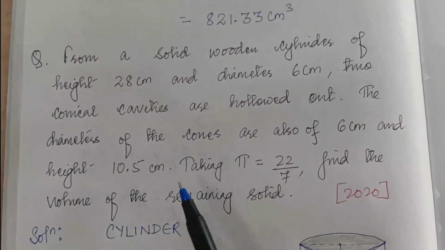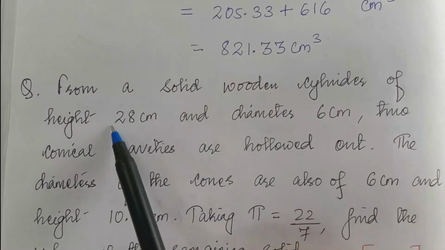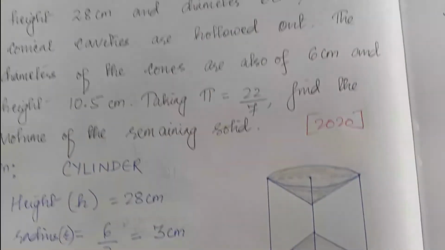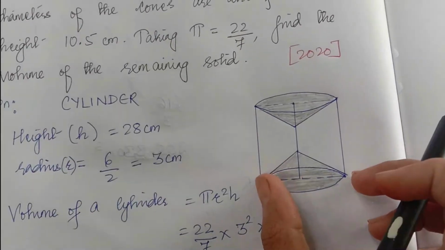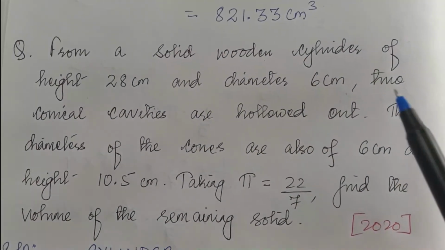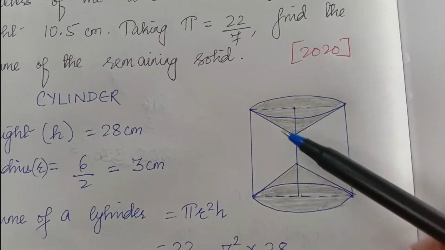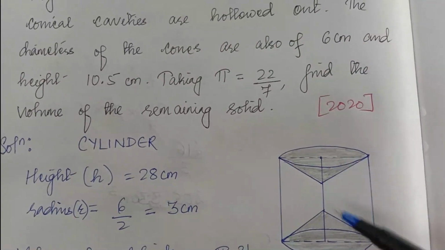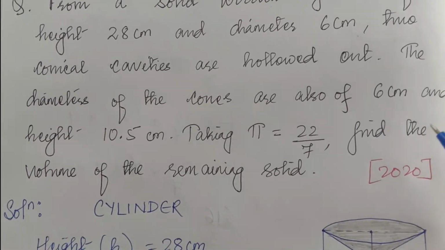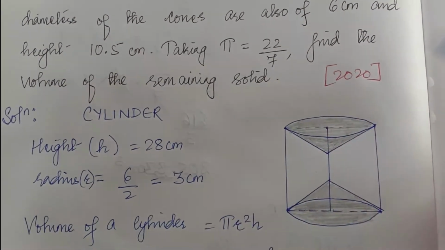Now this is an ICSE 2020 question. From a solid wooden cylinder of height 28 cm and diameter 6 cm. This is your cylinder, whose diameter is 6, means radius is 3, height is 28. Now from this cylinder, 2 conical cavities are hollowed out. That means from this cylinder, 2 cones are removed. You have to scoop out these 2 cones from the cylinder, and the diameter of the cone is 6 cm, means radius is 3 and height is 10.5. Both are the same, identical cones.